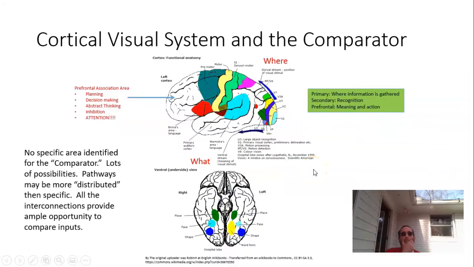Now, the big question here is where could that be? And as I said, there's no specific area that's been identified, but there's plenty of places, plenty of interactions between our what and where pathway where that could happen. This, by the way, is the area that's important for detecting movement.